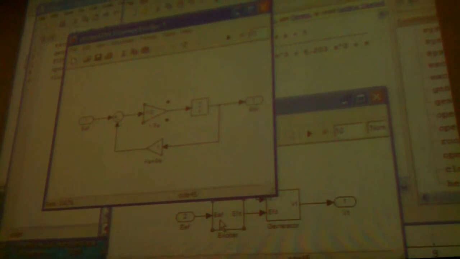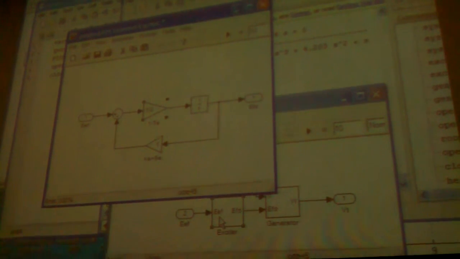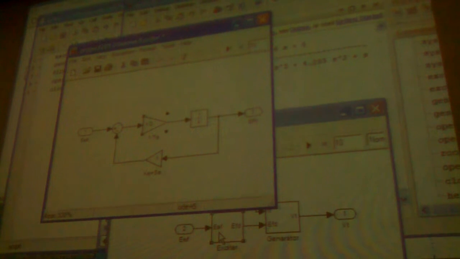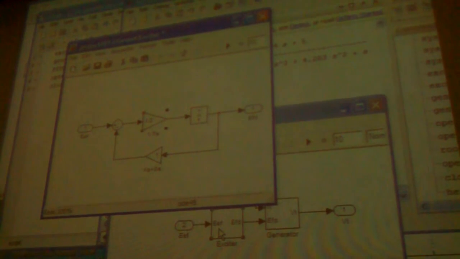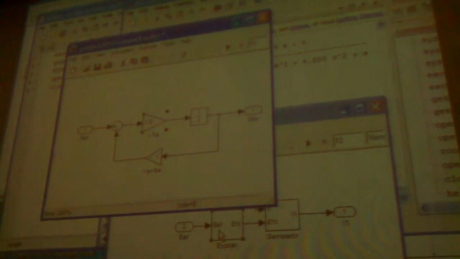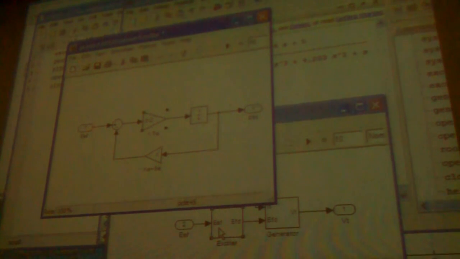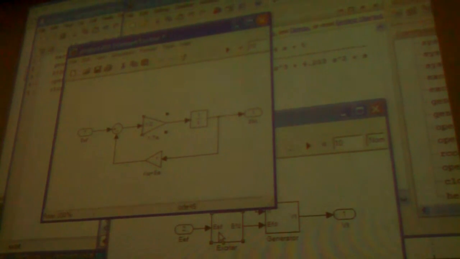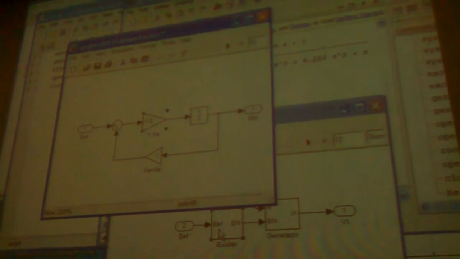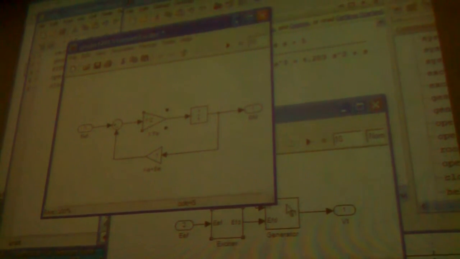Could I see the original schematic for the exciter and generator? Okay? Just for a moment, I just want to see if I have a question on it. Okay. Problem? On that one, I don't think so. Can I see the generator? Generator? Same thing.